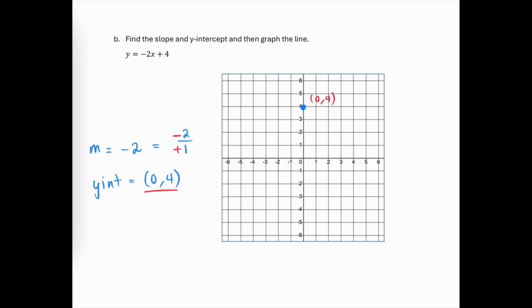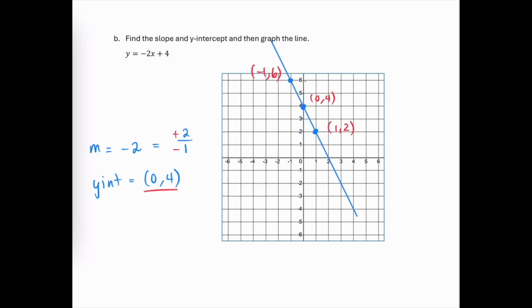So let's do that. Down 2 units, right 1 unit, and we land at the ordered pair (1, 2). But we could also get a negative quotient by going up 2 units and left 1. So back to the y-intercept, let's go up 2 units and left 1 to land at the ordered pair that's now (-1, 6). We really only need 2 points in order to graph the line, so 3 is certainly plenty. We'll connect these 3 dots and graph the linear equation, and that linear equation was written in slope-intercept form.